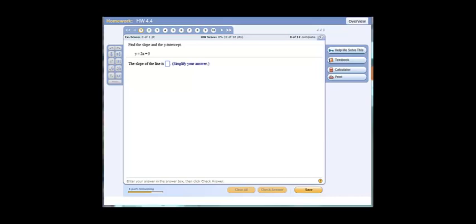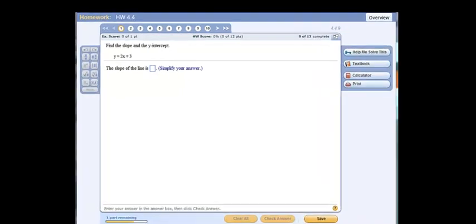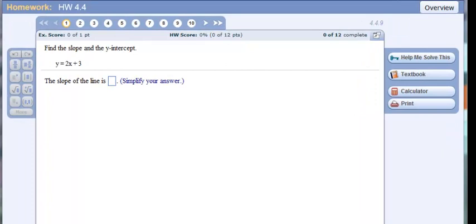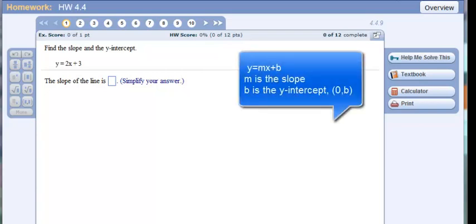Okay, once you get your homework open to 4.4, I'm going to work, I think, about 3 problems with you. I'm going to work number 1. Number 1 says find the slope and the y-intercept, and then it gives you an equation. Mine says y equals 2x plus 3. So this is already in the slope-intercept form, so you don't even have to do anything in this case. You just have to be able to identify what it is. So the slope of the line is, in this case, 2, because it's y equals mx plus b.